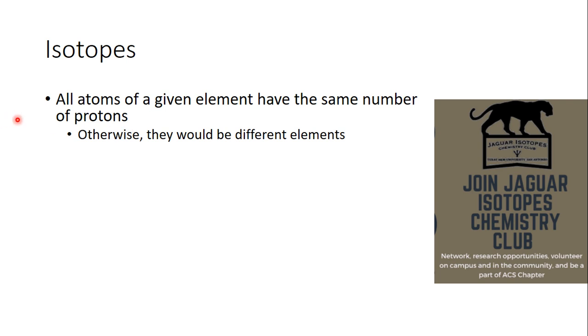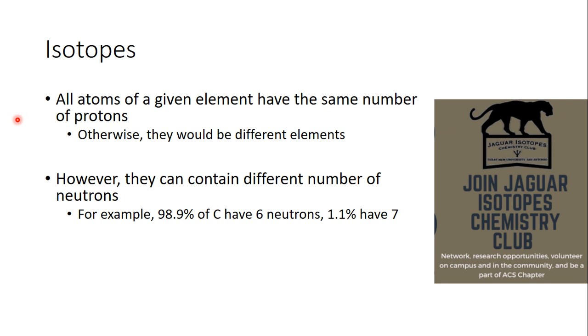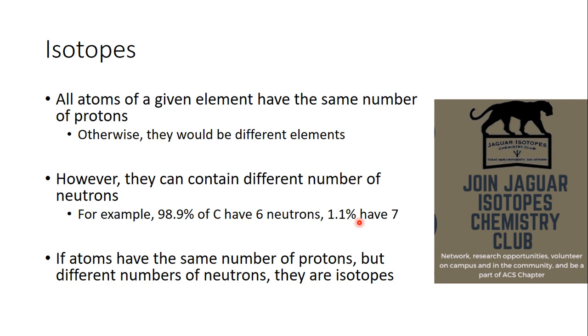Now, all atoms of a given element will have the same number of protons. If they didn't, they would be different elements. However, the atoms of the same element do not have to contain the same number of neutrons. So, just as an example, 99% of all the carbon in the world has 6 neutrons, but 1% of carbon in the world has 7 neutrons.